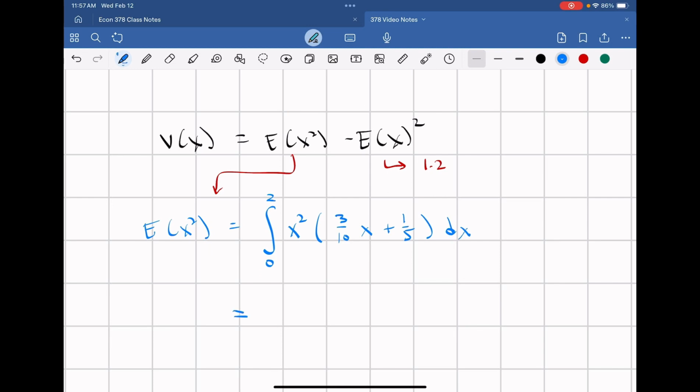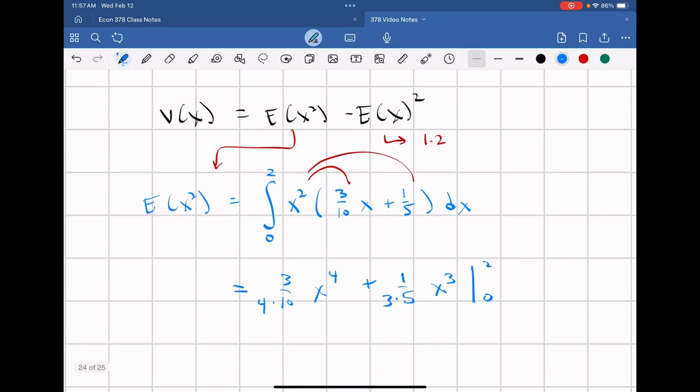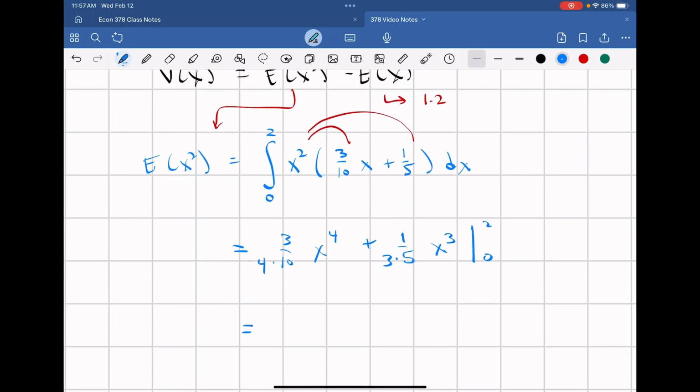So we take the integral. So here we're going to get 3/10 x cubed. So this will be 3/10, the x cubed, I add 1 and bring the 4 down below, plus this will be 1/5 x squared. So this will be 1/5 x cubed, bring the 3 out in front, evaluated from 2 to 0. So as I plug that in, I should get 6/5 plus 8/15, which is equal to 26 over 15. And that's the expected value of x squared.